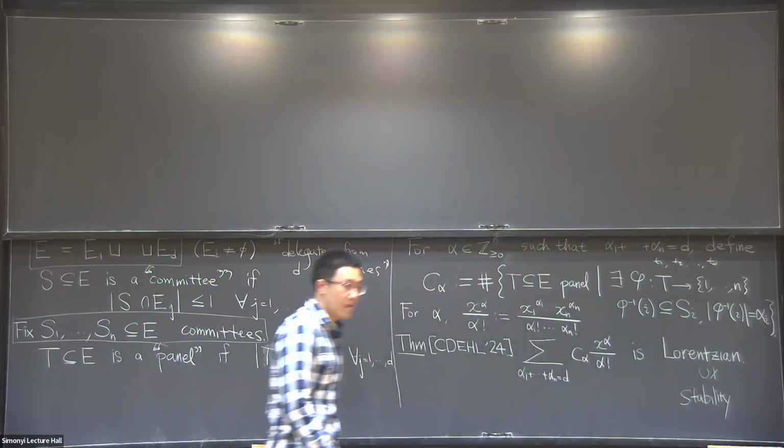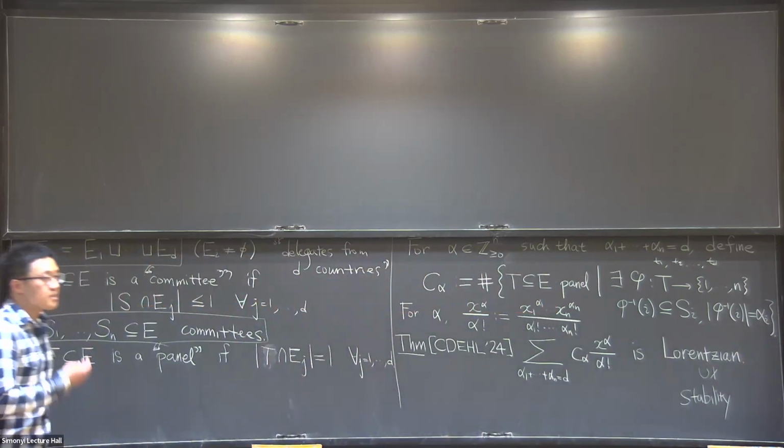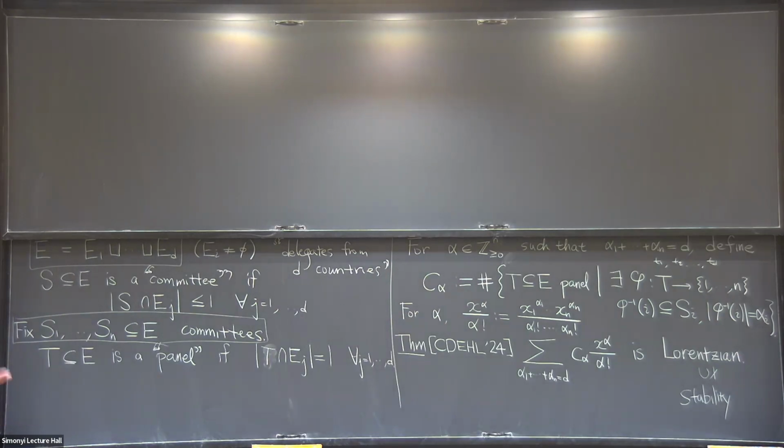Oh, okay. I see. That makes sense. So alpha tells you how many I pick from S1, S2, Sn. And I'm seeing which panels can be created in that process. Okay, that makes sense. Thank you.